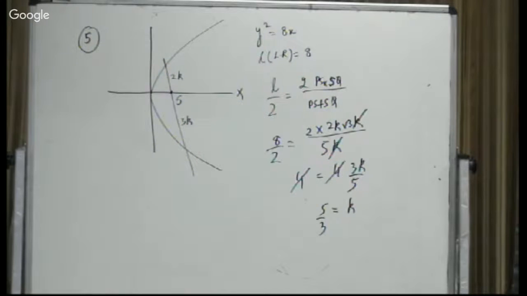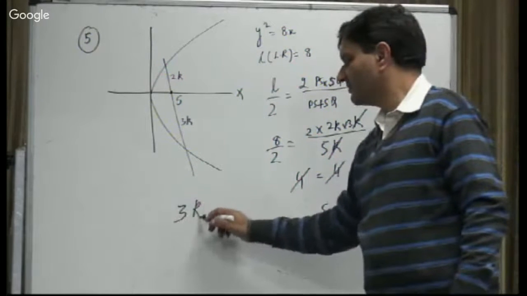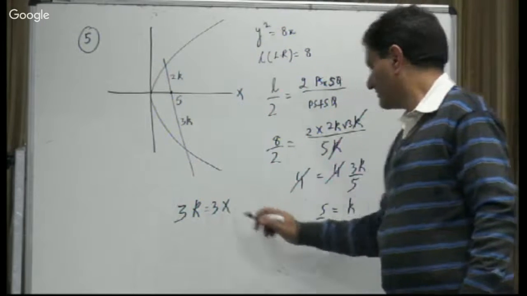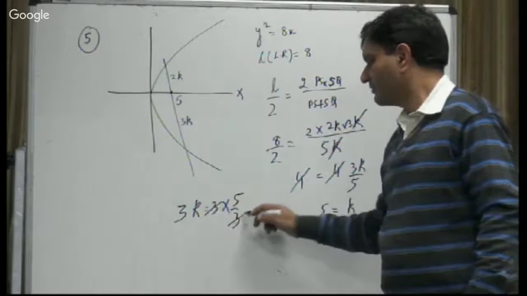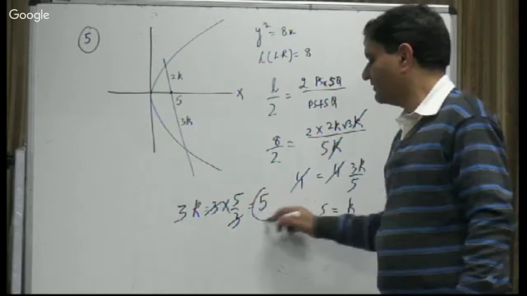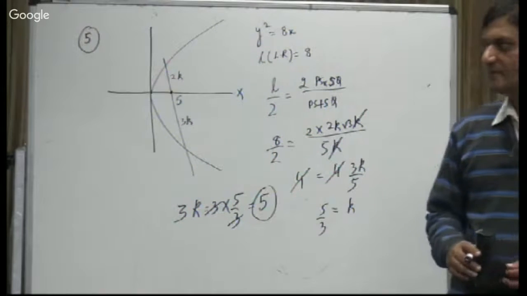So which is the longer of the two parts? Obviously 3k. 2k, 3k. 3k is the greater of the two. So substitute the value of k. What is k here? 5 by 3. So the longer of the two segments is 5 units. So what is the right option? C. Next.